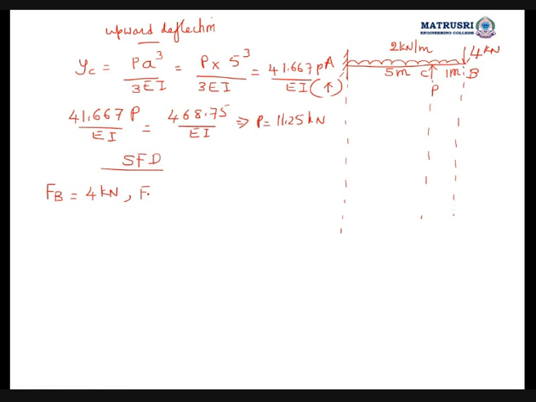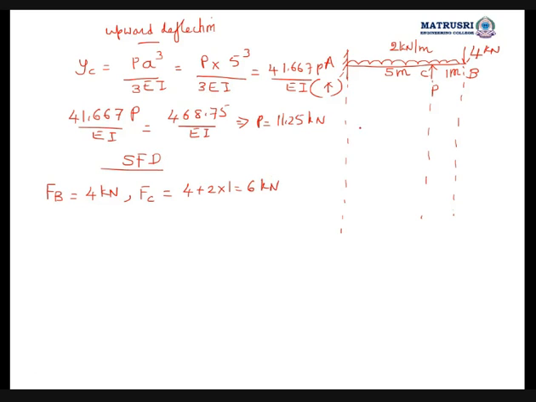Then F of C due to this. Okay, UDL. So how much is this UDL? 2 into 1 up to here. 2 into 1 only because of the UDL. So 2 into 1 downward. This is also plus. So 4 plus 2 into 1, 6 kilonewton.